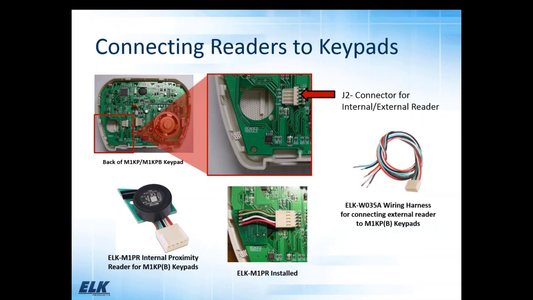If you happen to want to use an external reader with this keypad, there is a harness available for that. That is the ELK W035A, and that connects to either the KP or the KPB keypad. So you can see that's a 5-pin harness that's going to plug in right there to that J2 connector. So of course it's going to be either or. You're going to have the internal or the external, but you cannot have both.